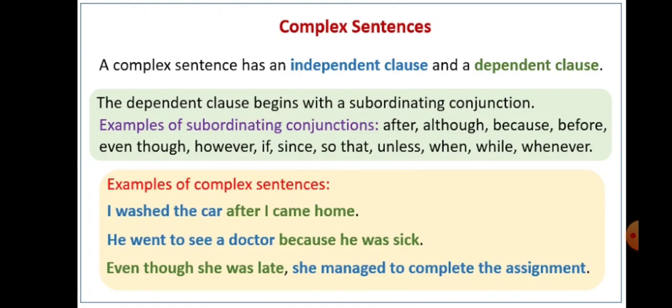Next is, even though she was late, she managed to complete the assignment. In this sentence also, the same thing will be followed.